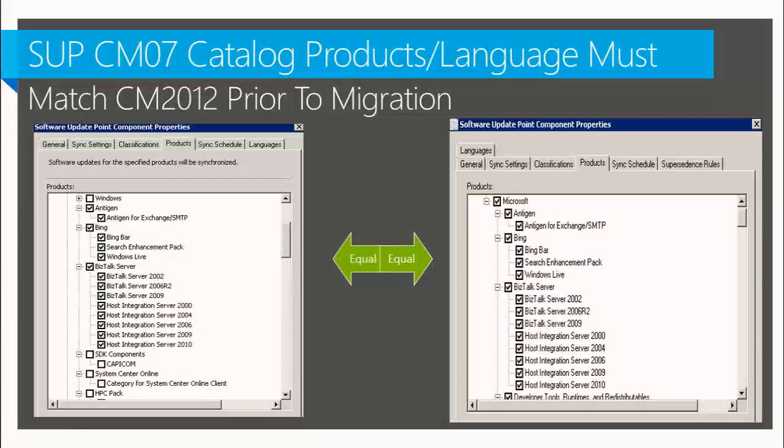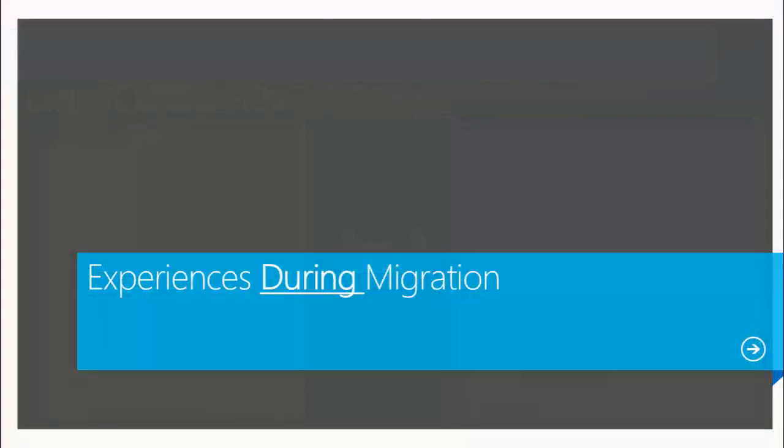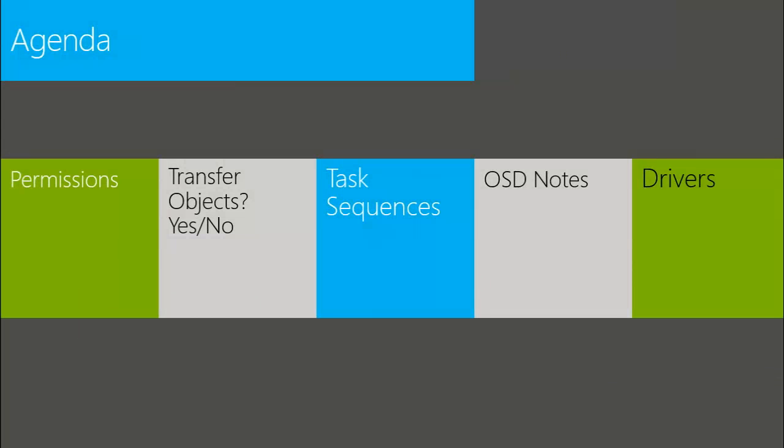And I work with a lot of customers on this, and we talk about the amount of work you're trying to move over. What happens, and there's an issue I didn't put in here because there are too many issues to talk about, is deployment issues. If you migrate a deployment and all the dependencies don't migrate, then when you deploy that deployment, it's going to fail. So just keep that in mind. All right, so experiences doing migration. I already said permissions, objects, yes, no, task sequence, OSD, drivers, and notes.